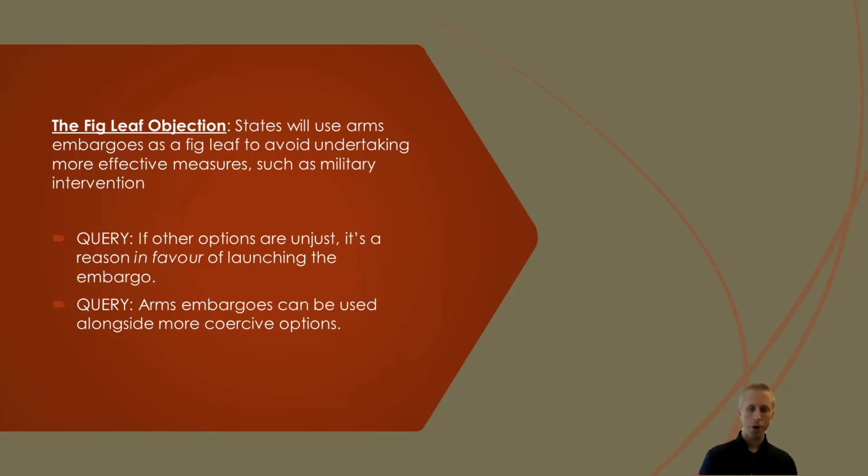The second response, and perhaps more notable response, is that arms embargoes are often not an alternative to other options. They're often used alongside more coercive options. So they are typically used alongside military interventions and alongside economic sanctions.